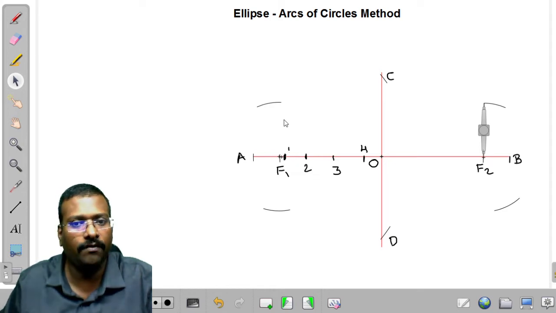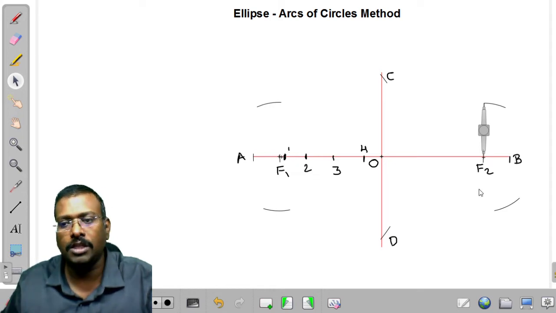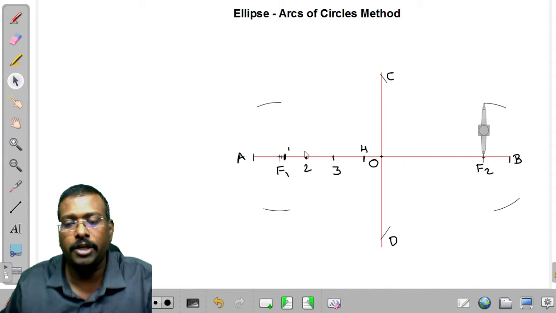A2 as radius, F1 as center, draw 2 arcs on both the sides. F2 as center, draw the 2 arcs. This is the step. So now your consideration is point 2. With A2 as radius, we have drawn the arcs.